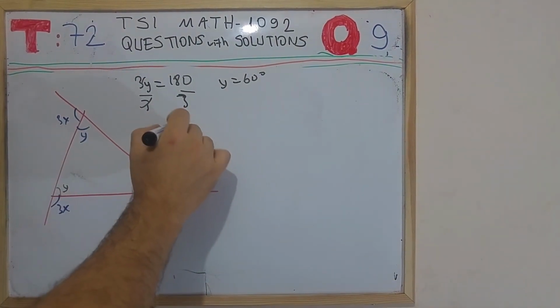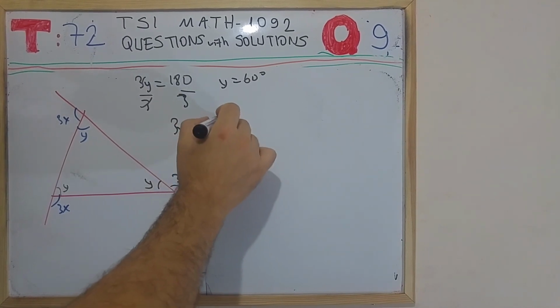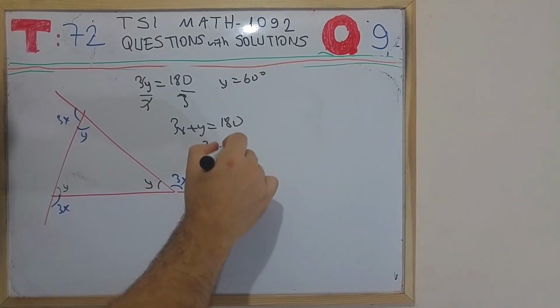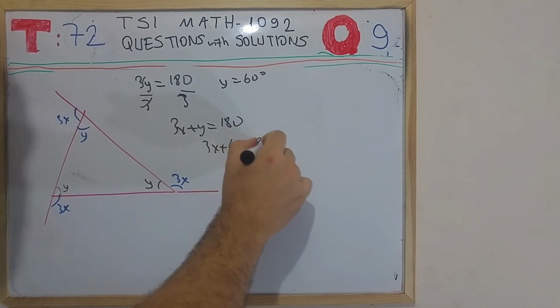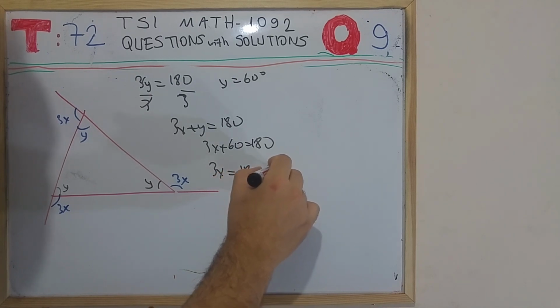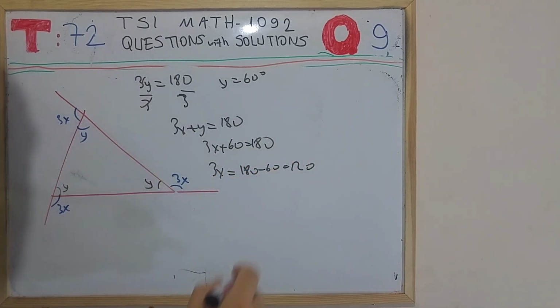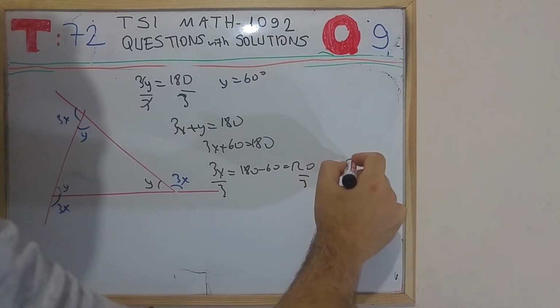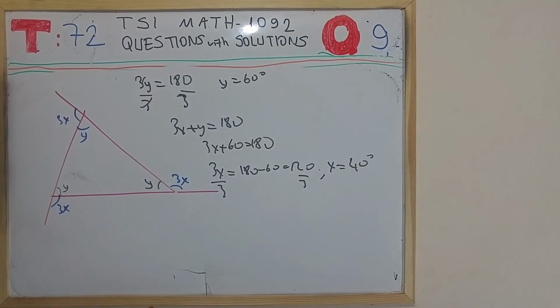3x plus y is equal to 180. So 3x plus 60 is equal to 180, and 3x is equal to 180 minus 60, that is 120. And when I divide each side by 3, x is equal to 40 degrees.